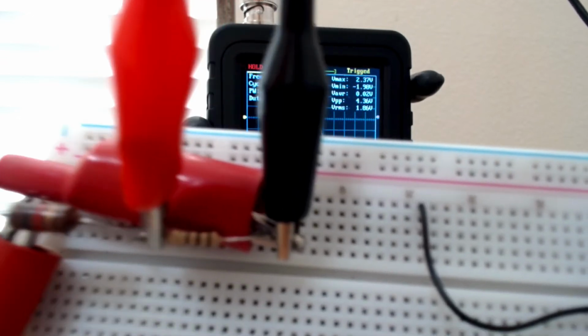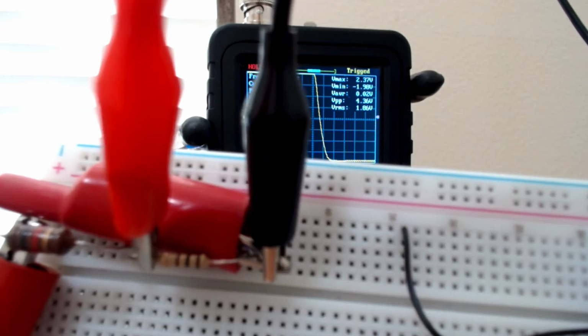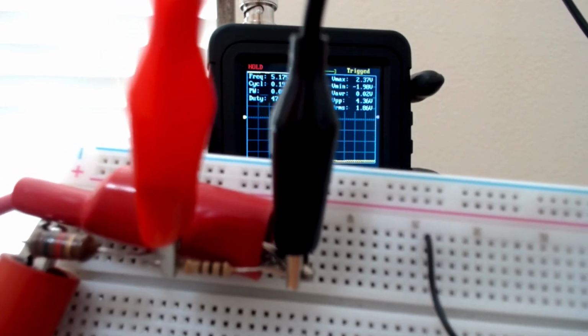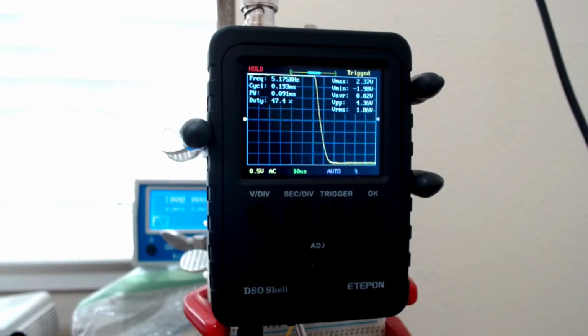The resistor you'll use is 100 ohms. I wish I had a smaller resistor, but that's all we got. So that's the RL circuit.